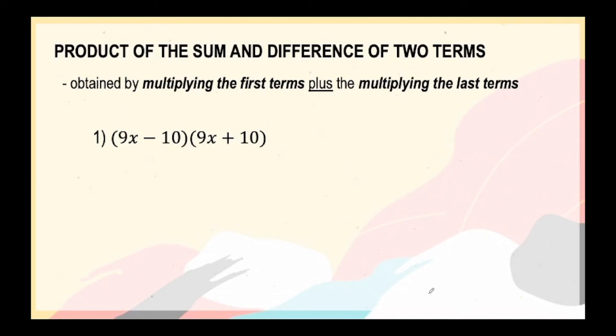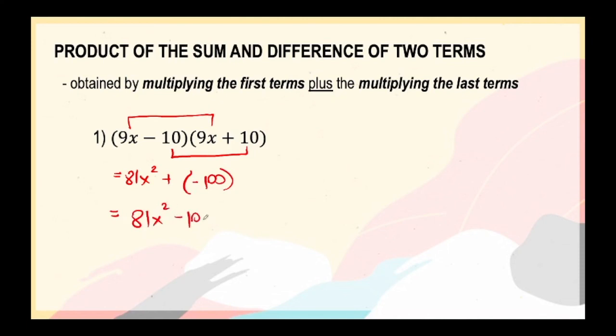You could still use the FOIL method here since you are multiplying a binomial by another binomial, but since this is a special product, there is a shortcut method or an easier way on how we can get the final answer. So first is to multiply the first terms. 9x times 9x would give us 81x squared plus multiply the last terms. Negative 10 and positive 10 would give us negative 100. Simplify your final answer and we have 81x squared minus 100. And this should be the final answer.